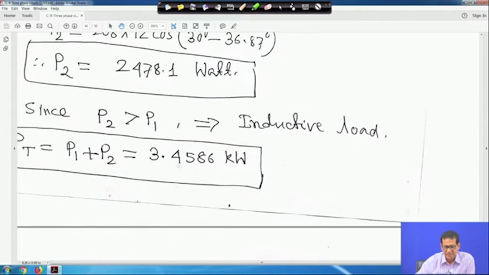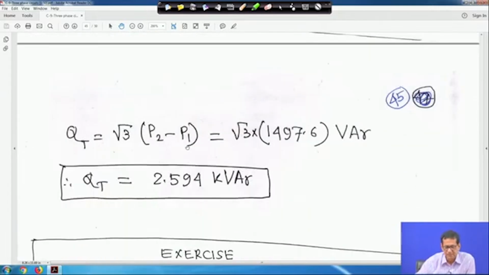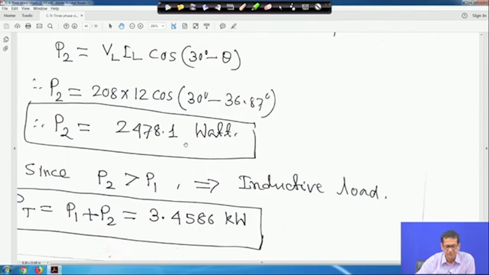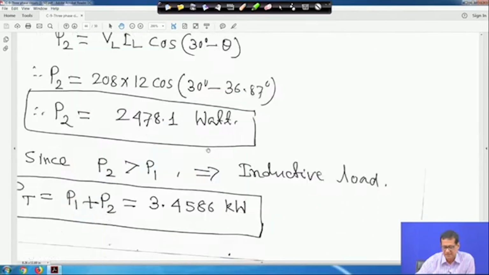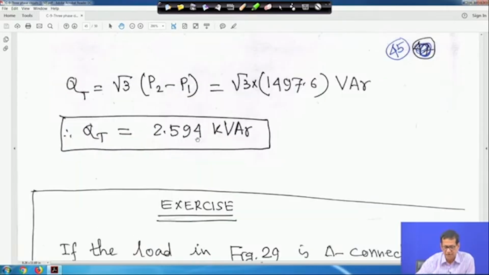If you add this, it will be actually 3.4586 kilowatt. You add and divide by 1000, you will get it in kilowatt. Now QT is equal to root 3 into (P2 minus P1). So it is root 3 into (P2 minus P1), which will become 1497.6, because you have got P2 and you subtract P1. You will get this directly. I am writing 1497.6 var. So it is actually 2.594 kilovar.